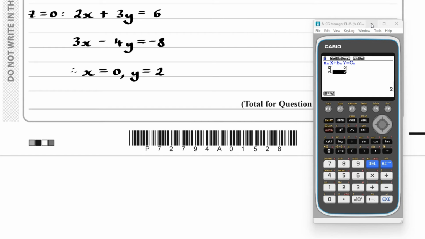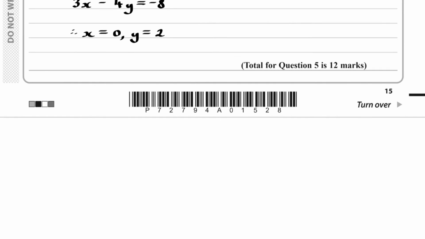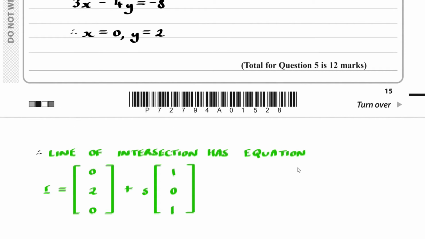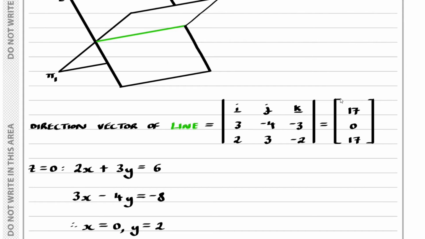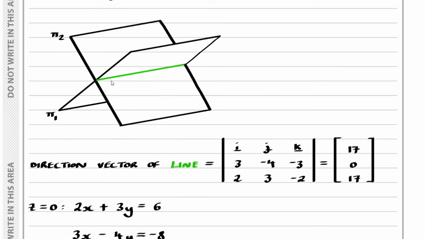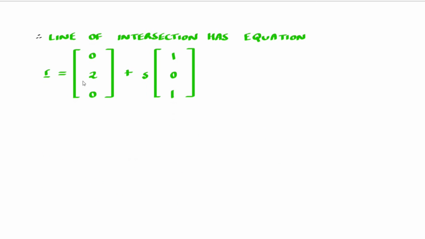on this line. And if that's the case, then the line of intersection has equation r equals 0, 2, 0 plus some parameter s multiplied by 1, 0, 1, and I've factored out the 17 from here. So this line, which is what we are required to find, has equation r equals 0, 2, 0 plus s multiplied by 1, 0, 1.